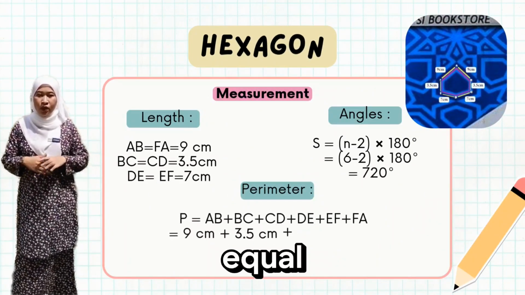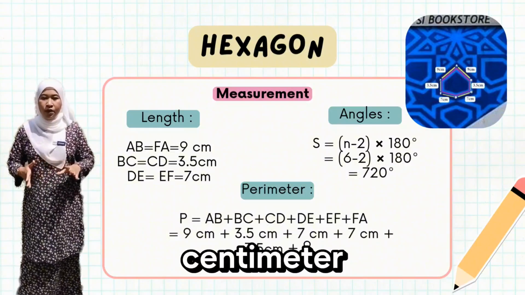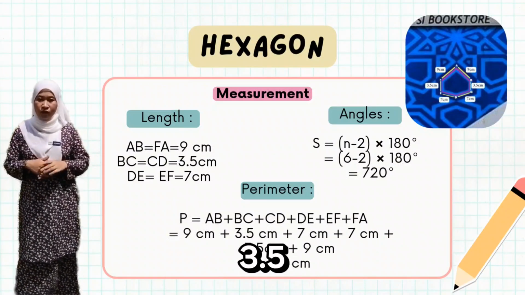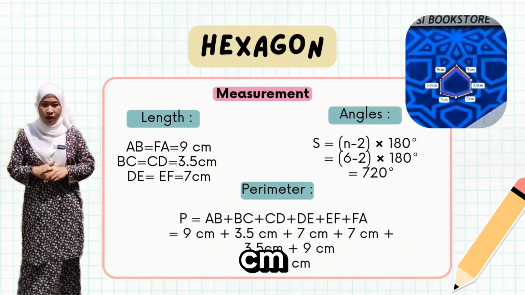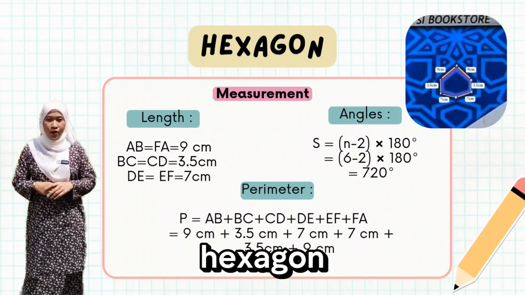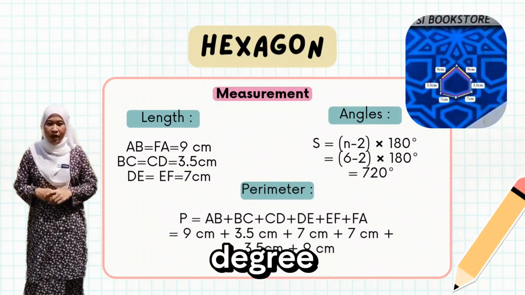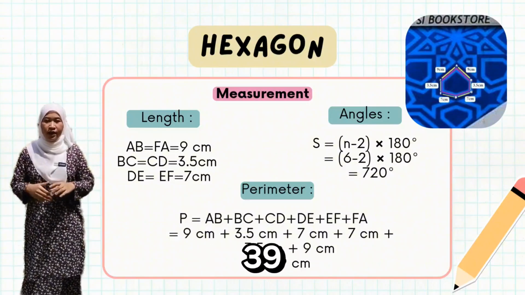We got AB equal to FA equal to 9 cm, BC equal to CD equal to 3.5 cm, DE equal to EF equal to 7 cm. And the interior angle for this hexagon we got 720 degrees, and the perimeter of the hexagon we got 39 cm.